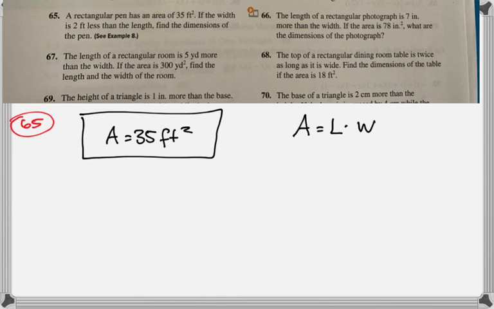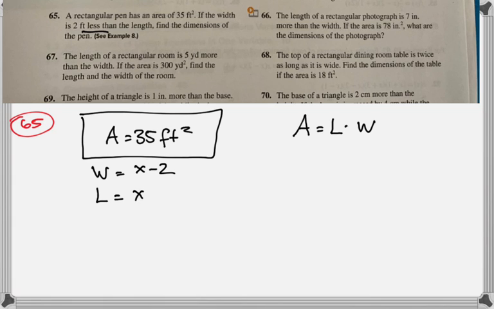So it says here that the width is 2 feet less than the length. So the dimension we absolutely know nothing about is the length, and we're going to call this x. How can we express now the width in terms of x? Well, it's less than, so x minus 2. Okay, now we're going to use our equation there.